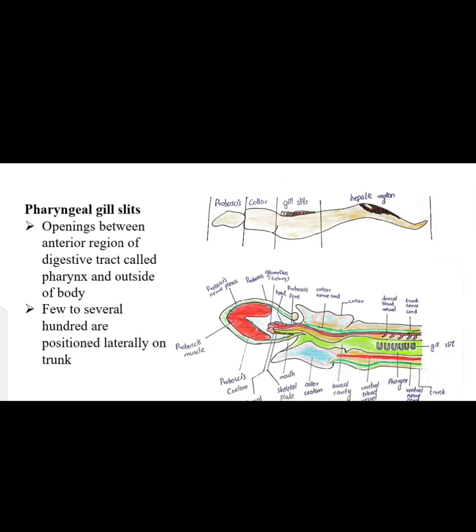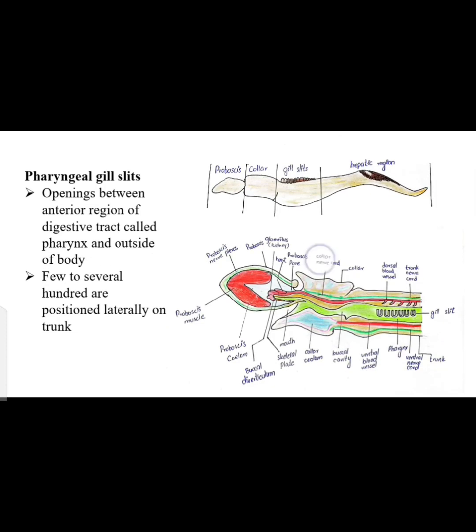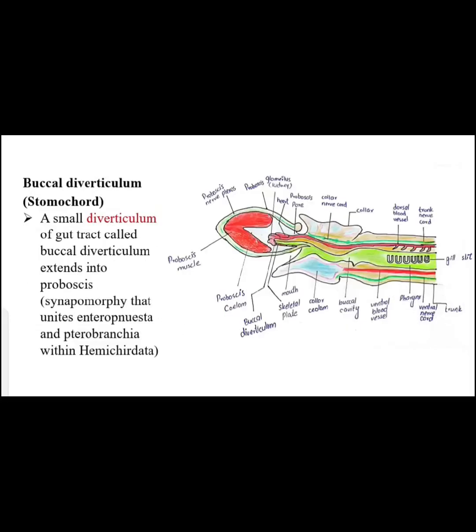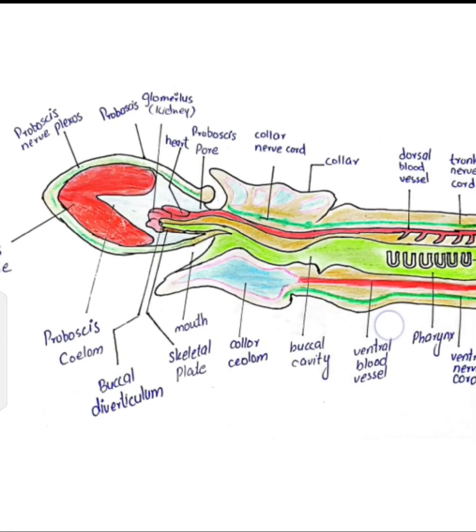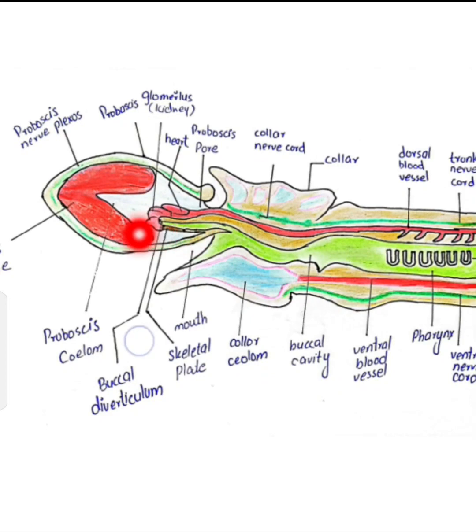Gill slits. Pharyngeal gill slits are openings which are present between the pharynx and the outside of the body. Few to several hundred pharyngeal gill slits are positioned laterally on the trunk. The buccal diverticulum or stomochord is a small diverticulum of the gut tract that extends into the proboscis. It provides structural support to the proboscis and helps the animal in feeding.